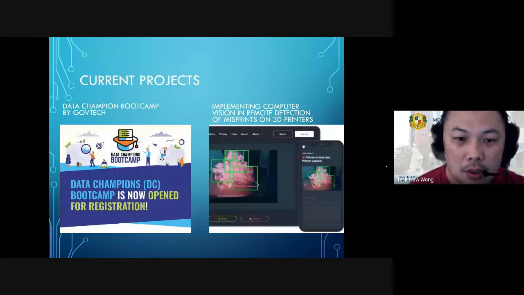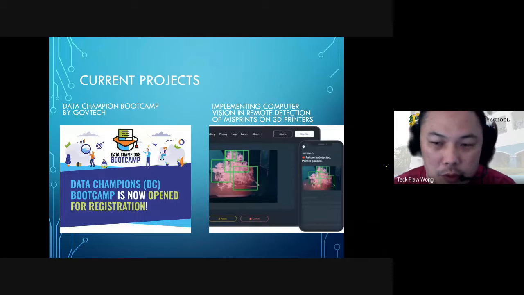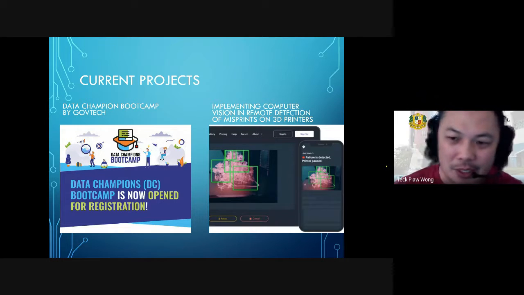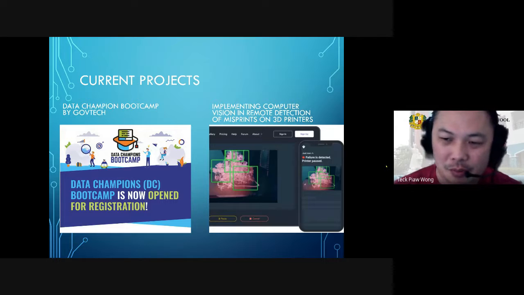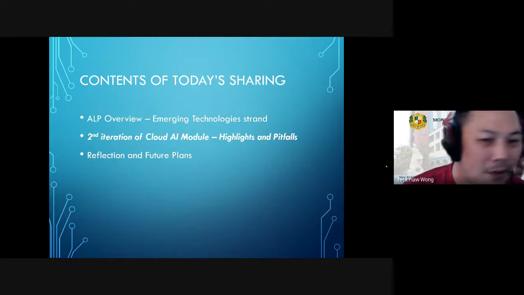in my school. My current project is, I think there's a recent push about the DataCamp champion bootcamp to MOE educators, so I'm waiting for that to start. At the same time, I'm trying to implement a spaghetti detection program on 3D printers because of this problem in my makerspace. So if anyone has a solution to this, let me know.